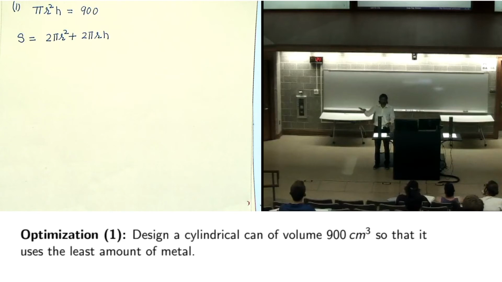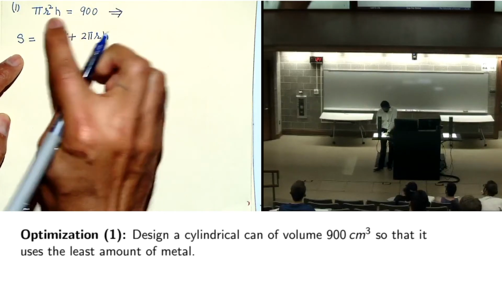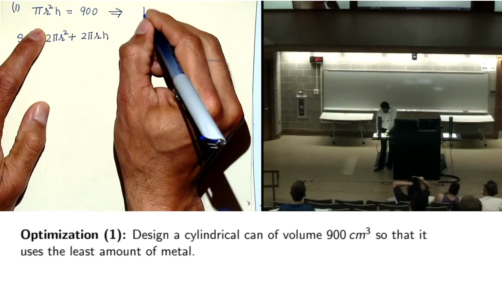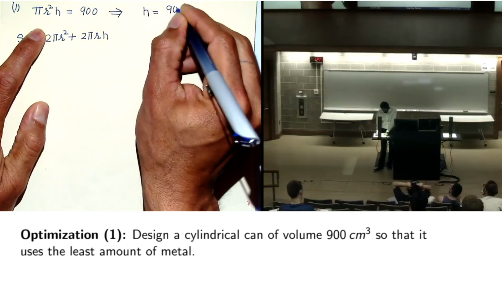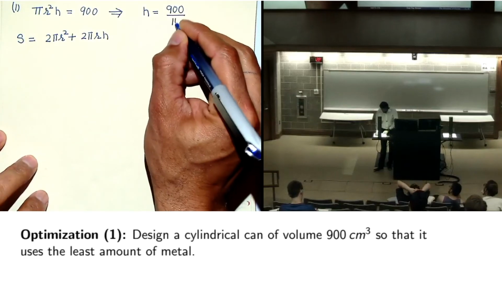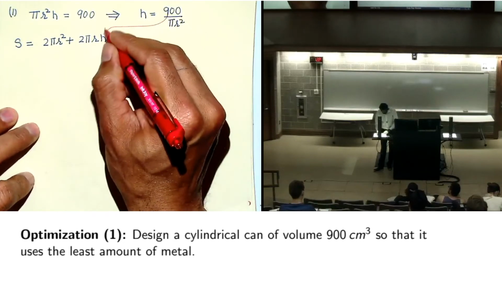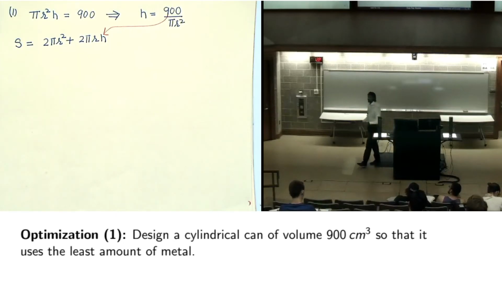Have you heard about the Lagrangian method of multipliers? If you haven't, that's fine, because I'm not going to use that method. I'm going to find h from here, which is going to be 900 divided by pi r square, and plug that into here. I wouldn't be able to compute the maximum or minimum if my function is not in one variable. If my function is in two variables, how am I going to do that? Or is it not possible?